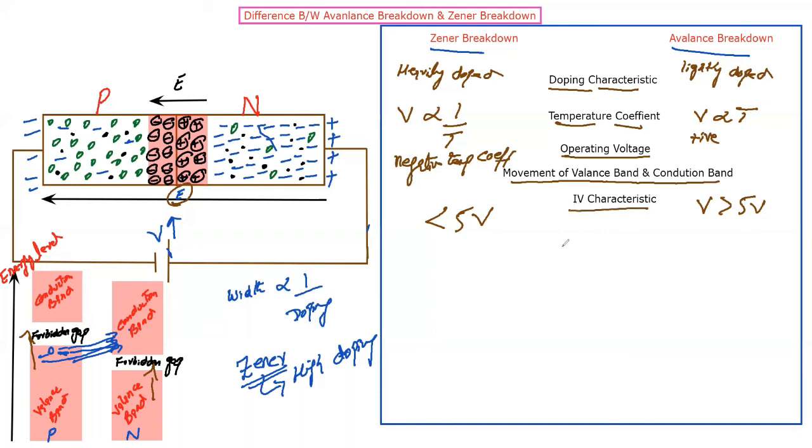Now let's move toward the IV characteristic. The IV characteristics of Zener breakdown and avalanche breakdown are also different. The curve of Zener breakdown is very sharp, while the curve of avalanche breakdown is not too sharp. In Zener breakdown, the curve will look like this. In avalanche breakdown, the curve will look like this. So it is very sharp in Zener breakdown and not too sharp in avalanche breakdown. So this is all about the difference between avalanche breakdown and Zener breakdown.